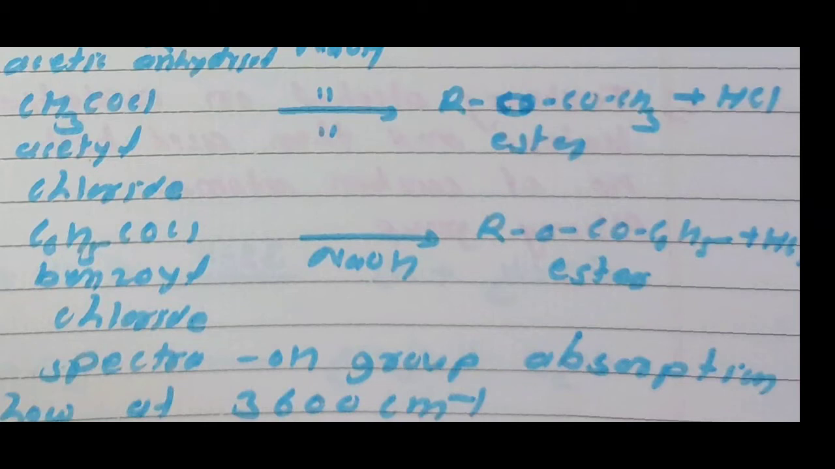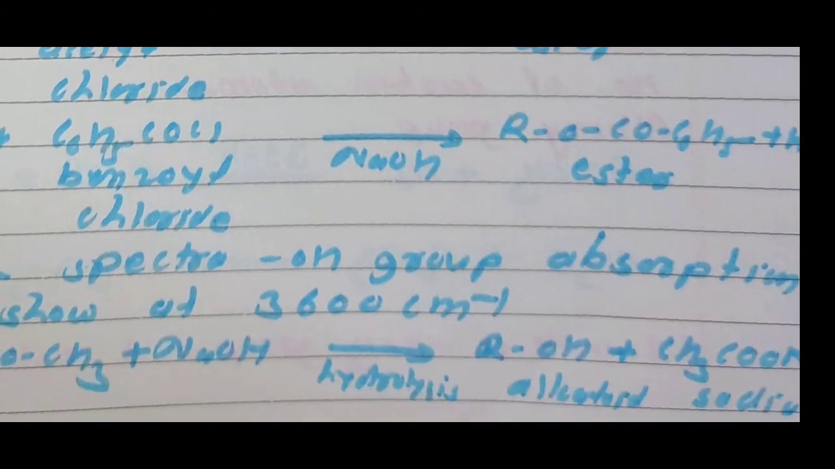Then spectroscopically OH group is indicated by absorption band at 3600 per cm in IR spectra. In IR spectra, OH group shows absorption band at 3600 per cm. This is the presence of OH group in alkaloid. Then the number of OH groups in a molecule is determined by estimating the quantity of alkali needed to hydrolyze a known weight of acetyl derivative of alkaloid.